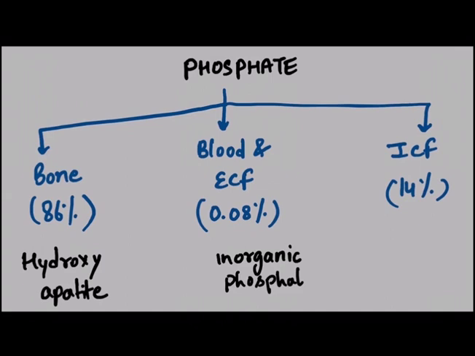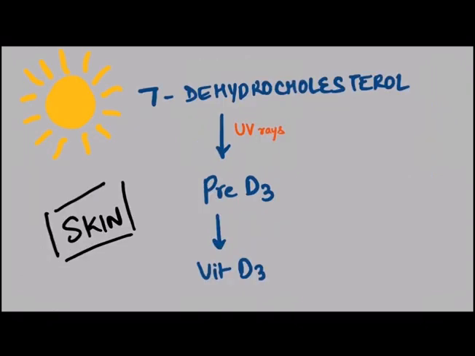Similarly, if we discuss phosphate, 86% of it is present inside the bone in the form of hydroxyapatite. 14% is inside the cells in the intracellular fluid. However, 0.08% of it is present in the form of inorganic phosphates in the blood and the extracellular fluid.